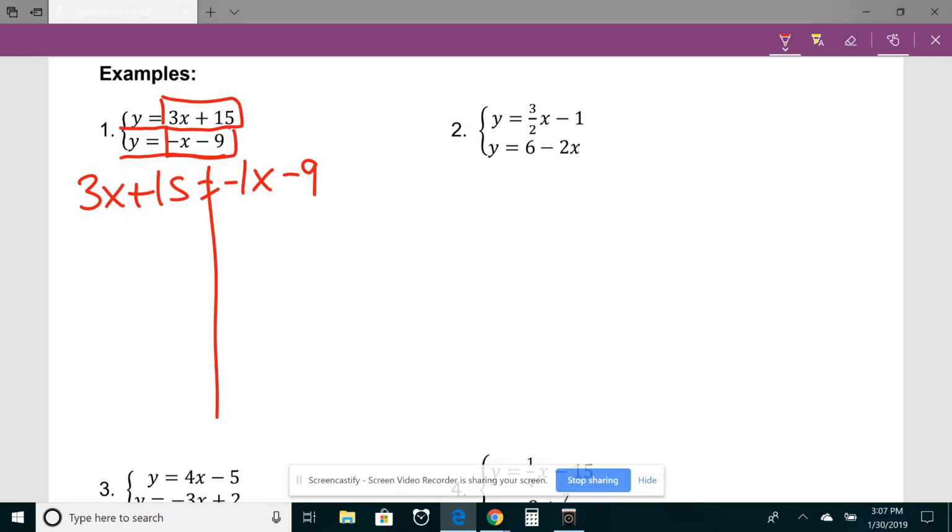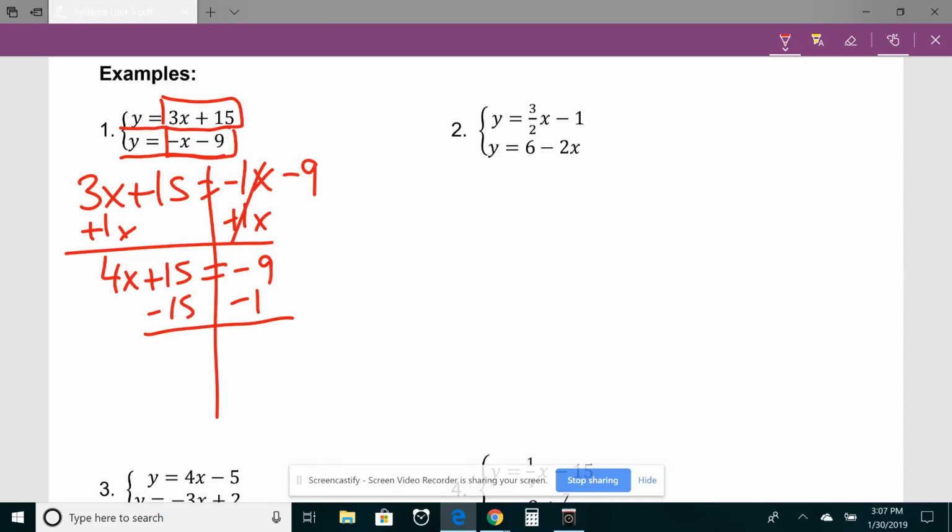All right, first step I'm going to do is add 1x to both sides. So we get 4x plus 15 equals negative 9. Those cancel out. Then we're going to minus 15 from both sides. Those cancel out, and you get 4x is negative 24. Divide both sides by 4. We get x is negative 6.